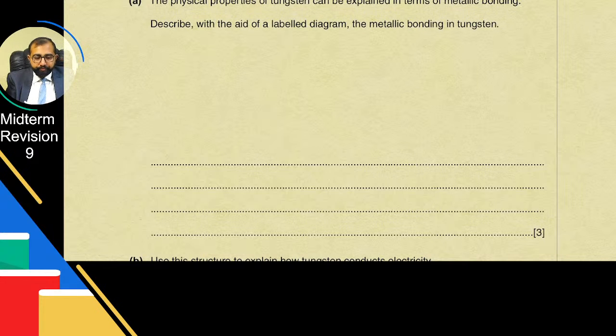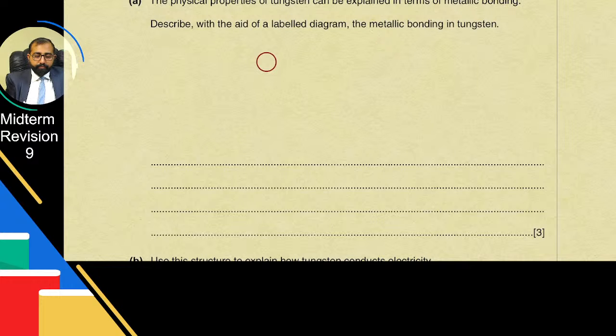It's a metal. The physical properties of tungsten can be explained in terms of metallic bond. Describe with the aid of a labelled diagram. Labelled diagram is important. The metallic bonding in tungsten. Now it doesn't matter whether it's tungsten or silver or zinc or whatever they talk about. As long as you have to mention metallic bond, here's what you should do.